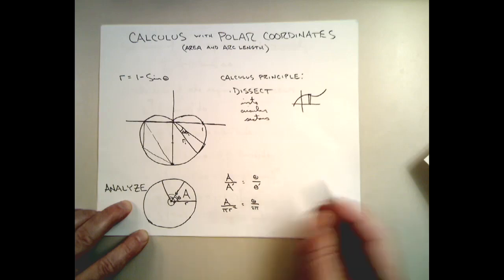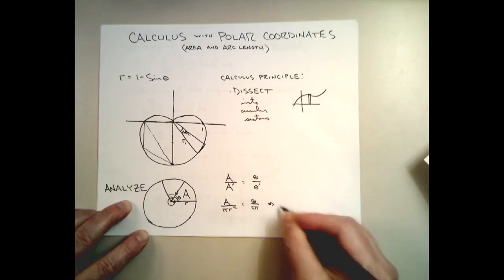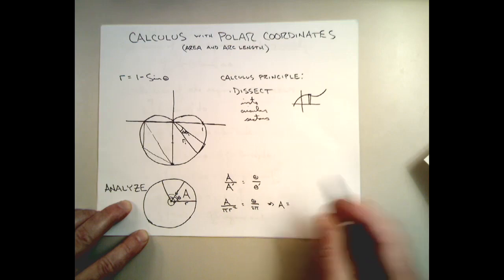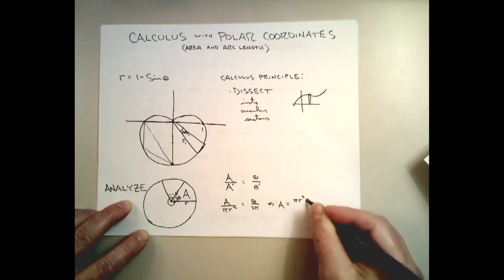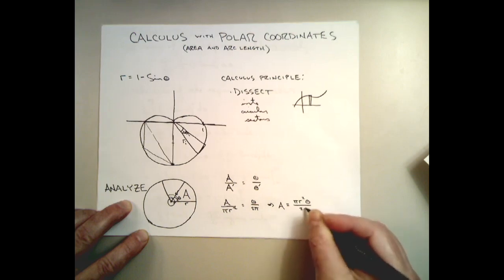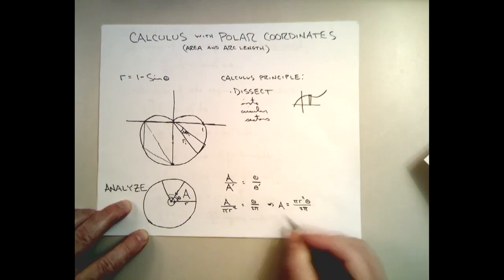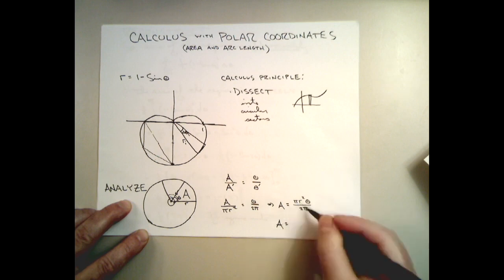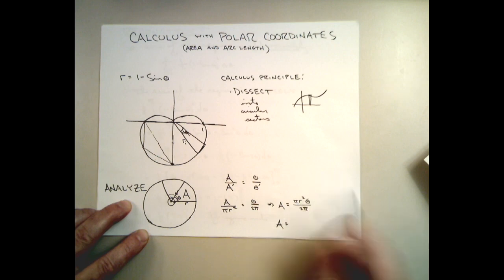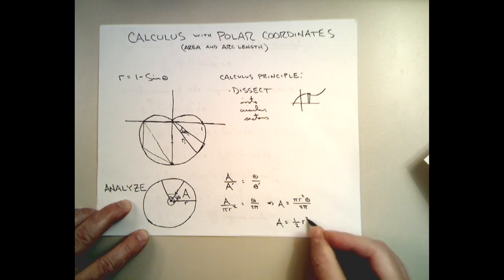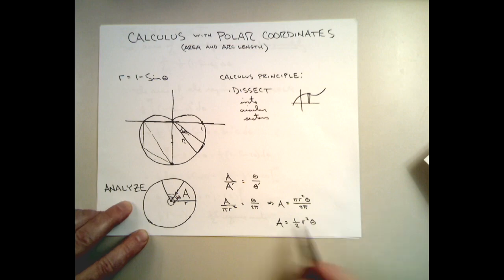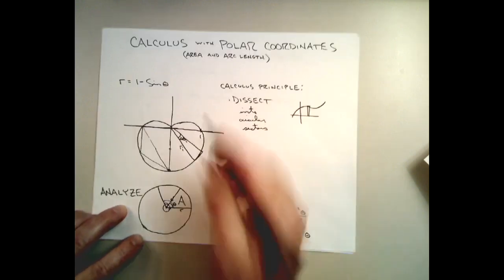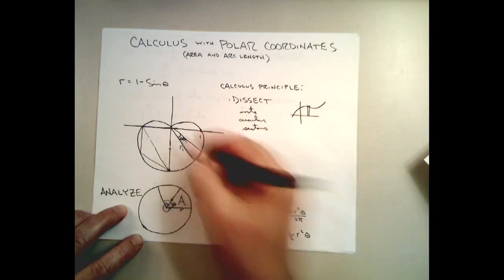I'll just do a little algebra here. So this implies that A is going to be pi r squared theta divided by 2 pi. But the pi's factor out as a 1, and I'm left with 1/2 r squared theta. Great. Okay, so that's how to find the area of a sector of a circle, and that's exactly what we have here, a sector of a circle.